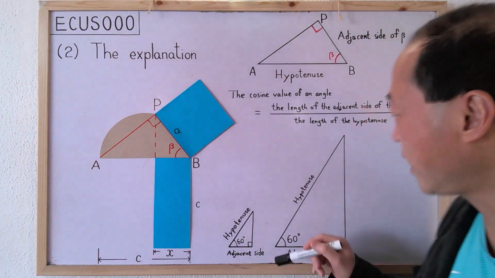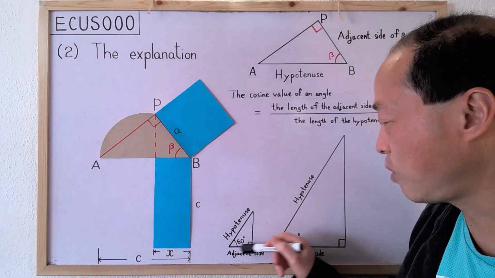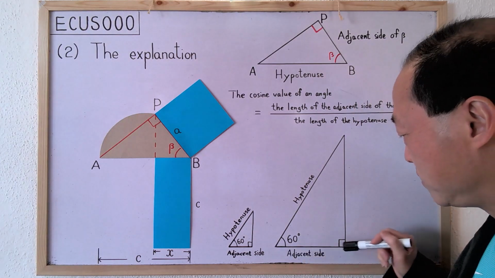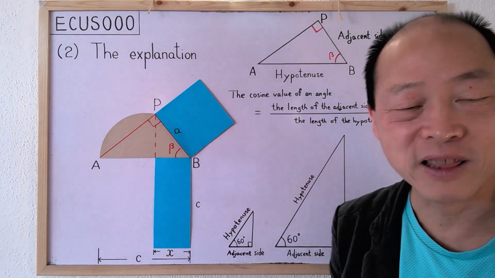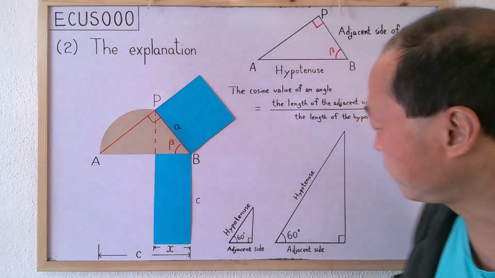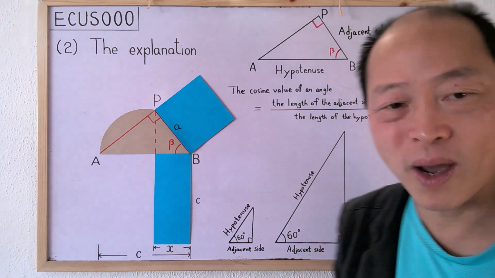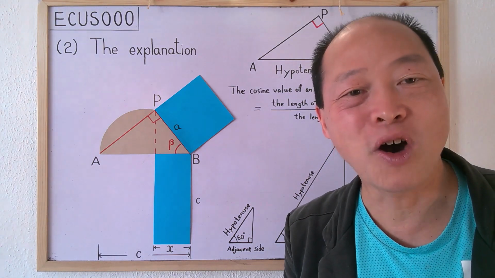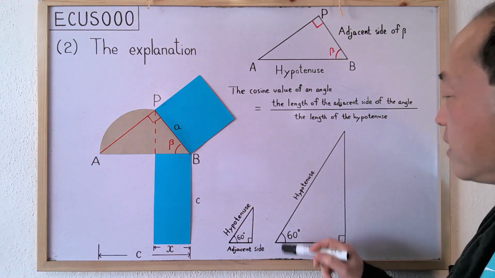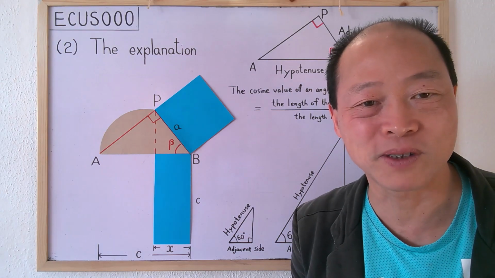Look at this larger right-angled triangle. It is formed by enlarging this smaller right-angled triangle in such a way that both the adjacent side and the hypotenuse are 3 times as large as the originals. The cosine value of this 60-degree angle in this larger right-angled triangle is unchanged because the scaling factor 3 in both the adjacent side and the hypotenuse is cancelled out when the division is performed.